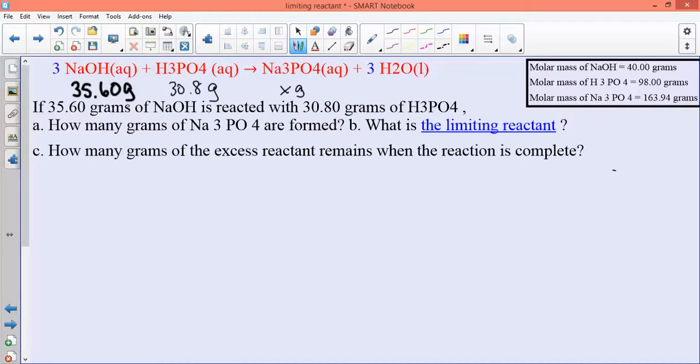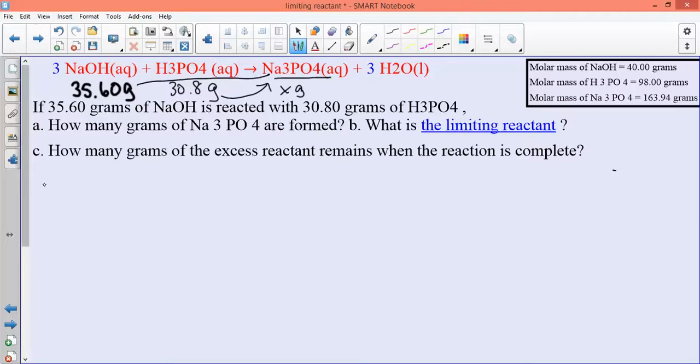So what this tells me is that I need to do 2 mass-to-mass problems from sodium hydroxide to sodium phosphate and from phosphoric acid to sodium phosphate and compare the two. The one of these reactants that gives me the least amount of product will be my limiting reactant, because one of these will get used up first, and when it gets used up, then no more product will be made. We have to find out which one of these reactants will make the least amount of sodium phosphate, and that will be the amount that's made, and it also will be the limiting reactant.